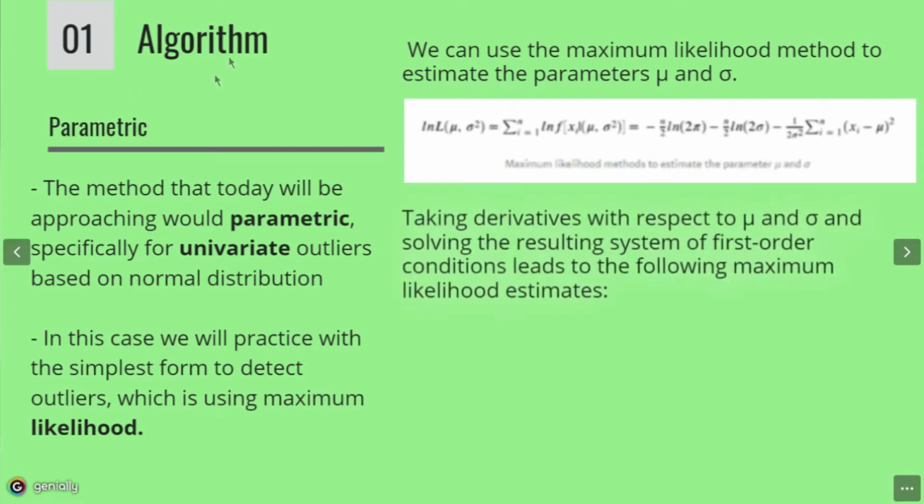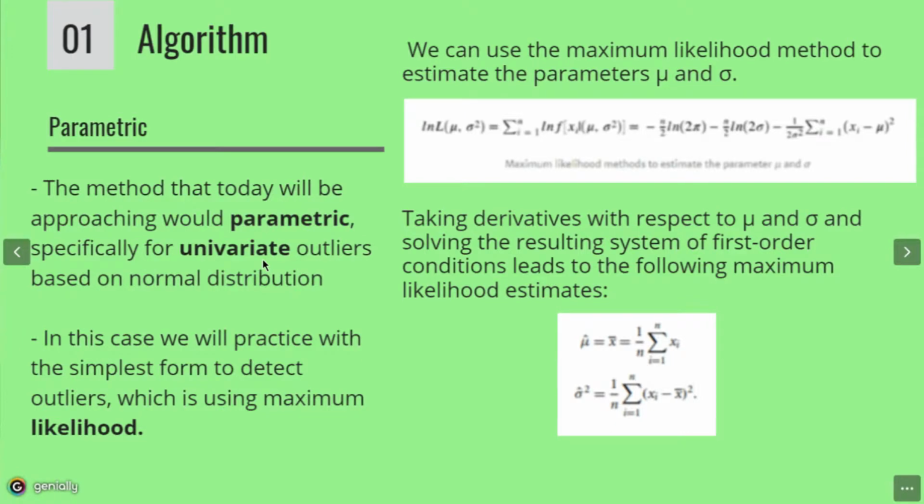The algorithm. The method that today we'll be approaching will be parametric, specifically for univariate outliers based on normal distribution. But what is univariate data? Data involving only one attribute or variable are called univariate data. For simplicity, we often choose to assume that data is generated from a normal distribution. We can then learn the parameters of the normal distribution from the input data and identify the points with low probability as outliers. Let's start with univariate data.